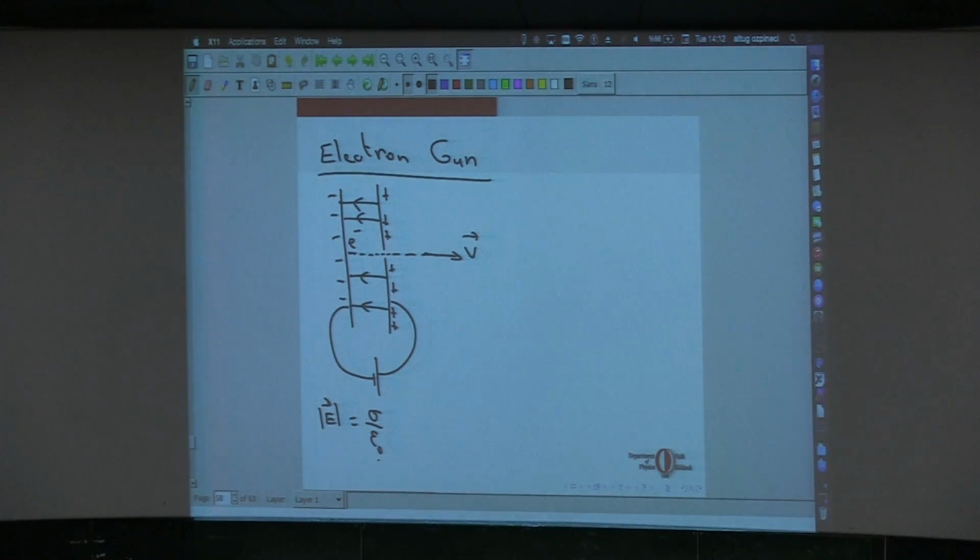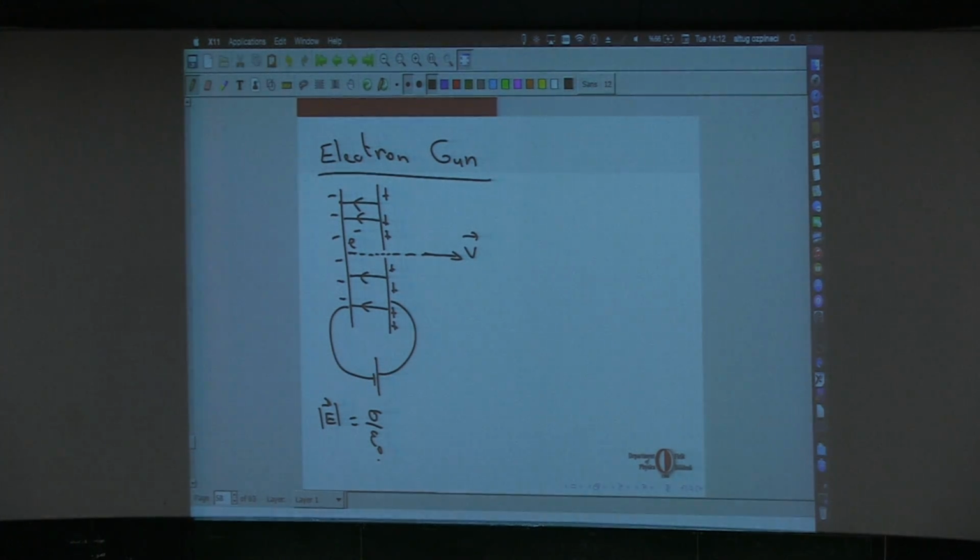This is a simple scheme of an electron gun, which is used in accelerators. If you want to actually build this thing and put it in a particle accelerator, you have to take into account that this is something finite, there is a hole over there. But for our purposes, just to get a basic idea about how this works, this will be enough.